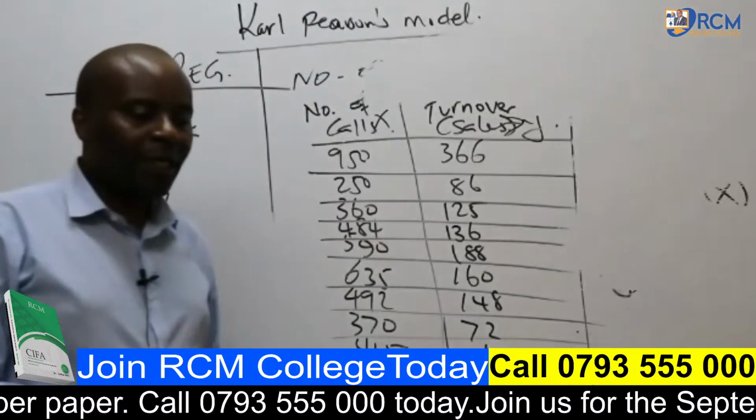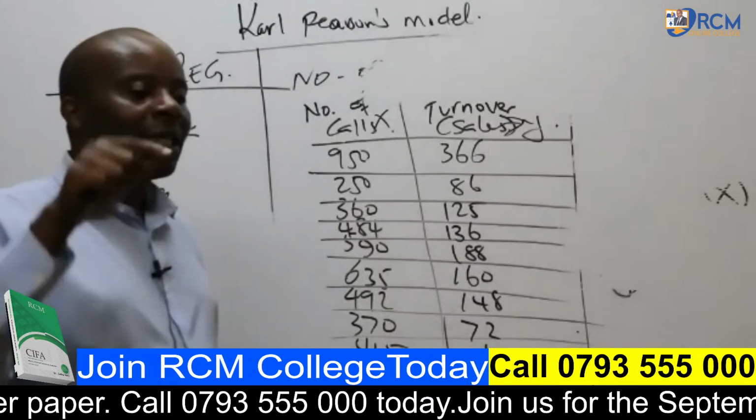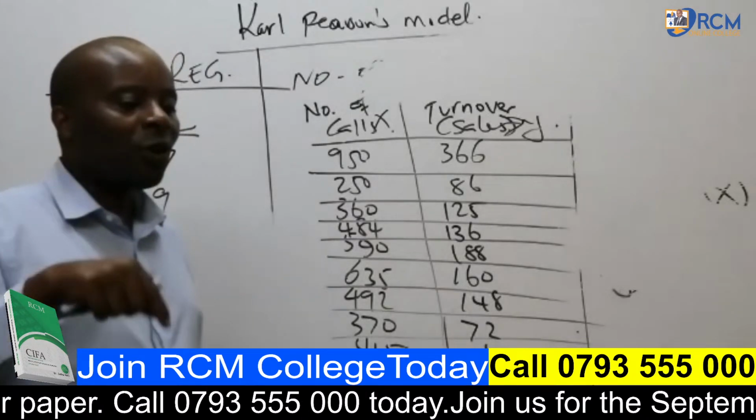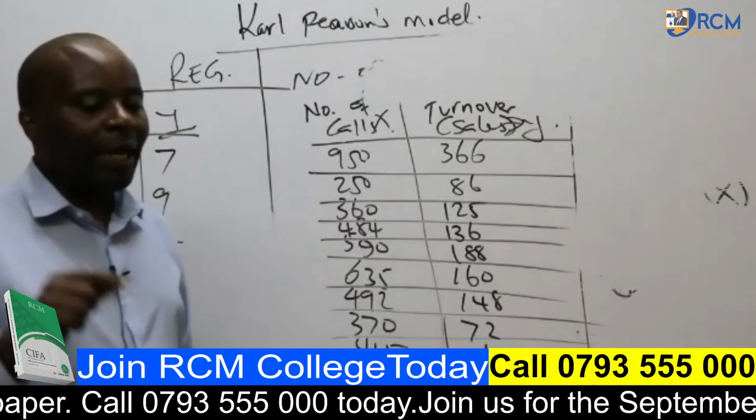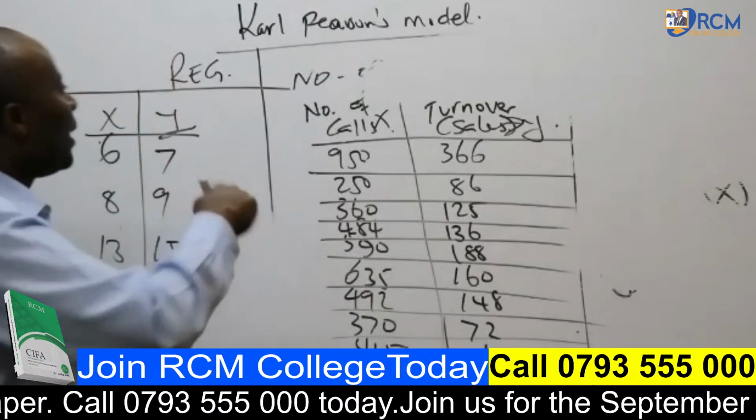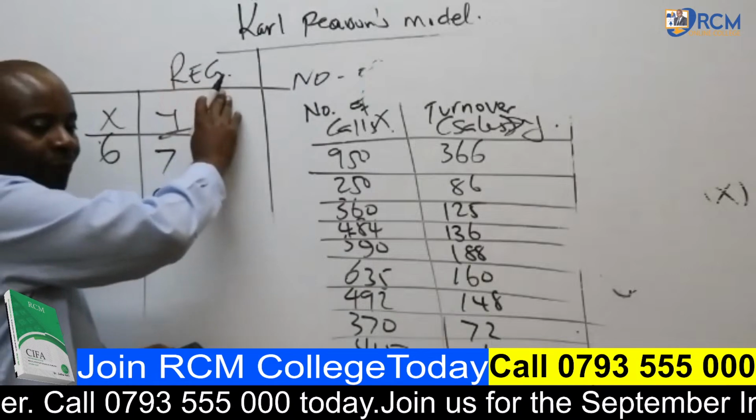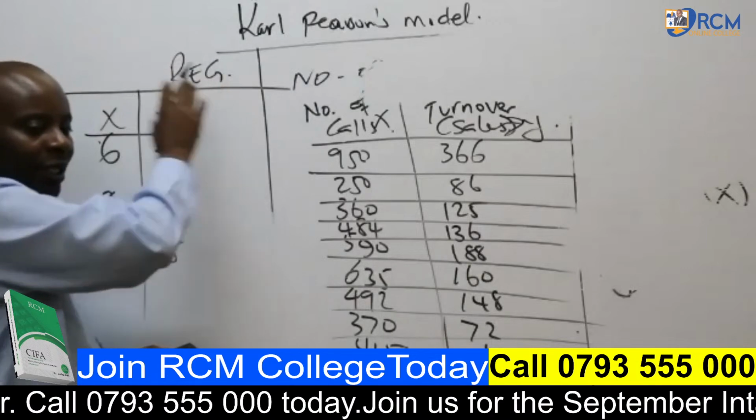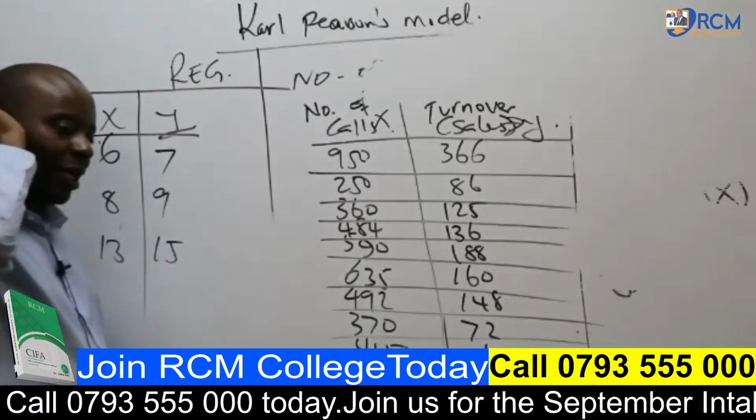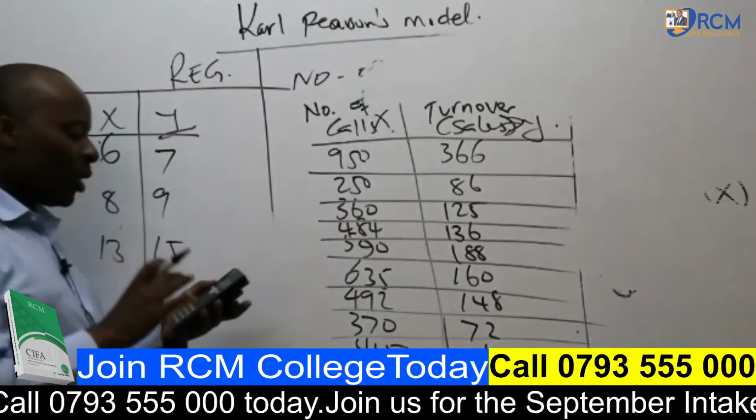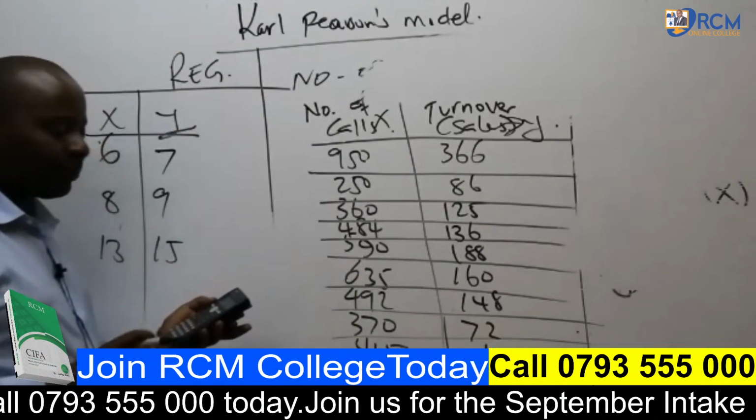Calculator yako, hiyo reg chini yake iko namba gani? Is it 2 or 3? Roba anasema 3. Collins anasema 3. John Kamau anasema 3. So 3. So you press 3.